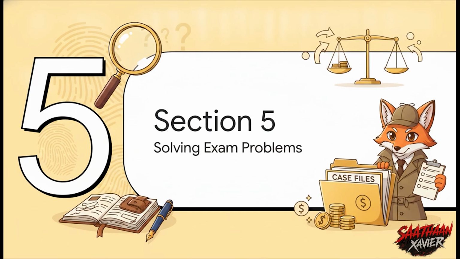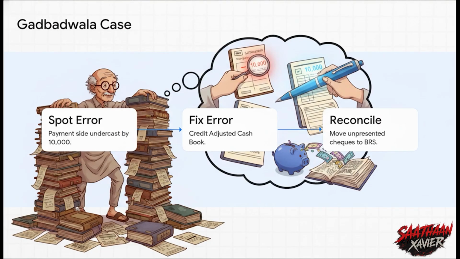Section 5. Solving Real Exam Problems. Okay, let's put our detective hats back on and solve some actual case files from the source material. Take Mr. Gadbodwala, for instance. His books were a complete mess, but by patiently fixing his errors first, the timing differences practically solved themselves. In this specific illustration, his payment side was undercast by 10,000 rupees. That's just a simple math error. According to our golden rule, that goes straight into fixing the adjusted cash book by crediting it. Only after we clean that up do his unpresented checks move to the final BRS.